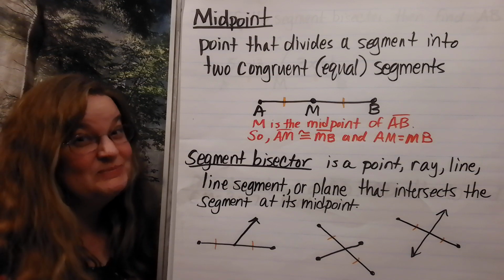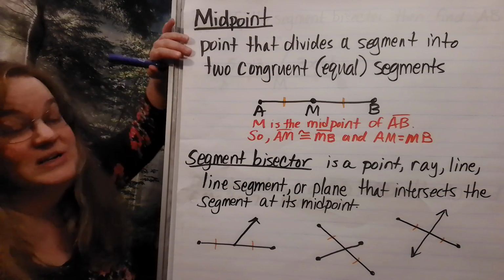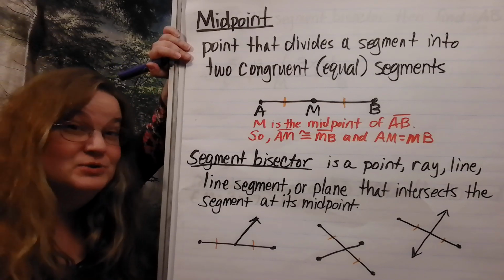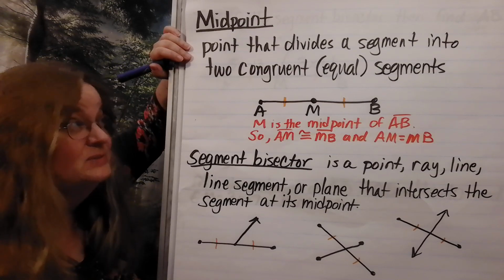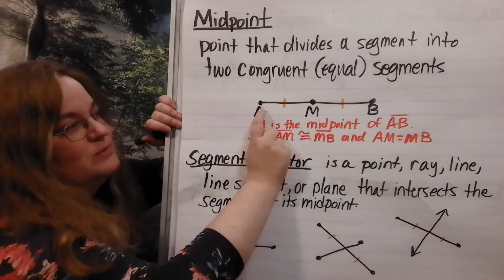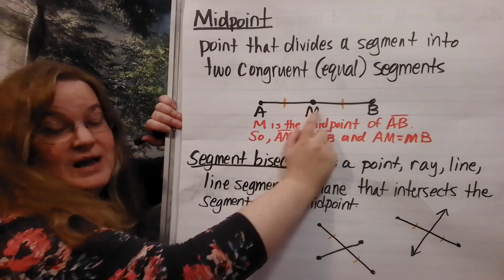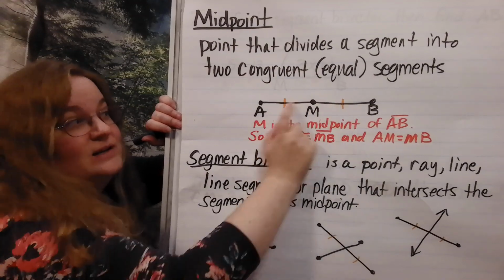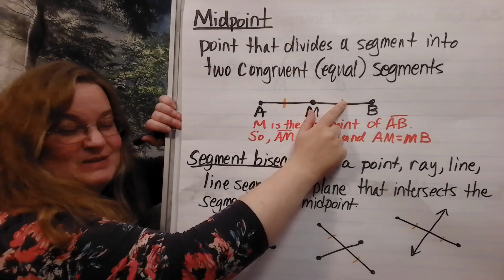Today we're going to talk about midpoint. The midpoint is a point that divides a segment into two equal segments, and we call that congruent segments. So in this case, since M is the midpoint, AM is congruent to MB, and that little line indicates that these two measures are the same length.